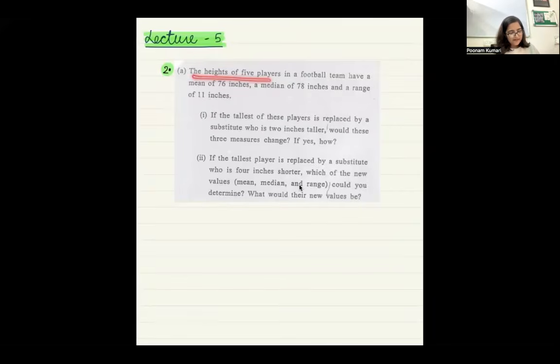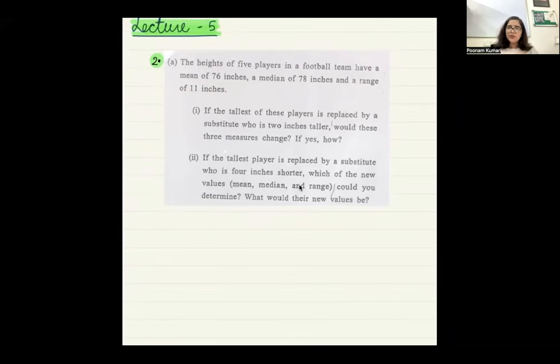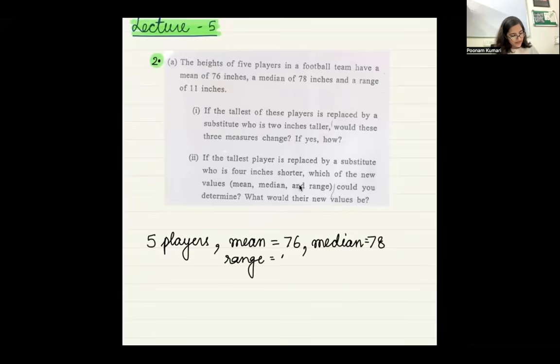The heights of 5 players in a football team have a mean of 76 inches, median of 78 inches, and a range of 11 inches. It's usually good practice to write whatever is given to us. First of all, there are 5 players, mean value is 76 inches, median value is 78 inches, and range is equal to 11 inches. That is given to you.